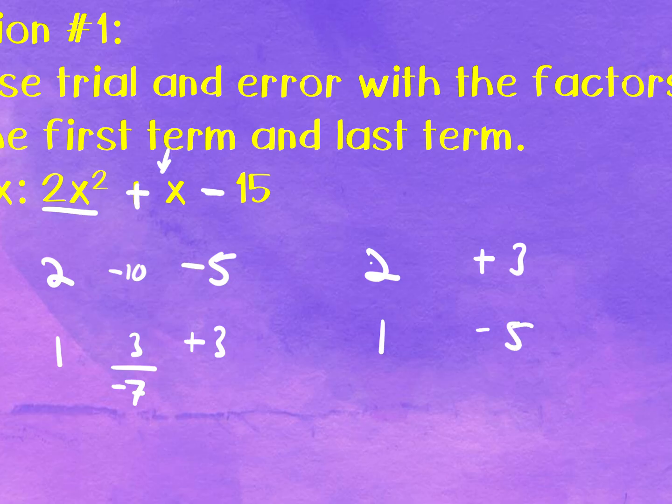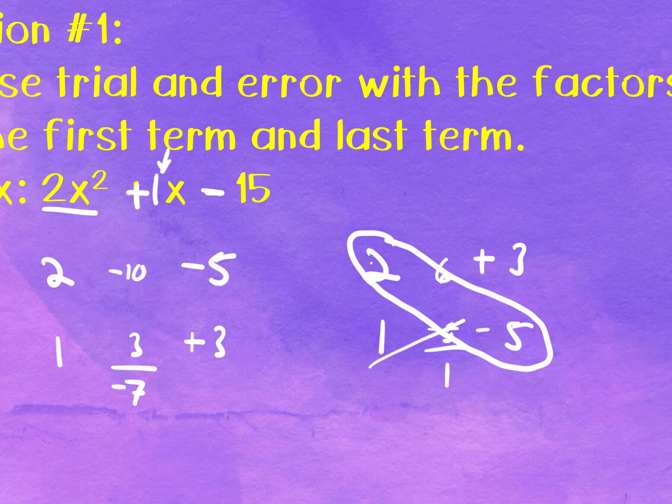Positive 3, negative 5. So 2 times positive 3, what does that get you? 6. What does 1 times negative 5 get you? Negative 5. When you add those together, what do you get? Does that match the term in the middle? Yes, it does. When that happens, I'm going to go diagonal. 2 and negative 5. And 1 and positive 3 are going to go together.